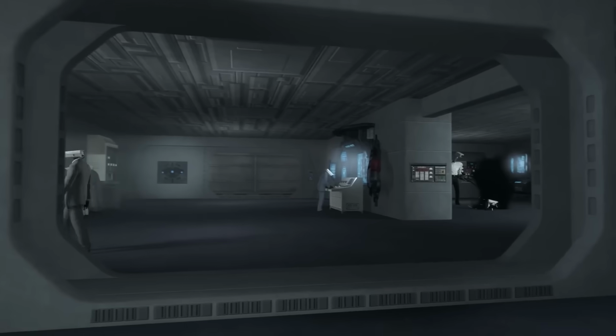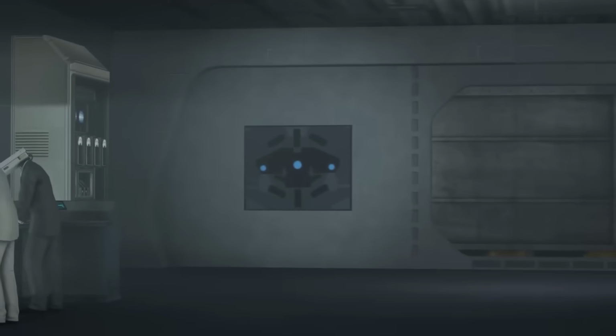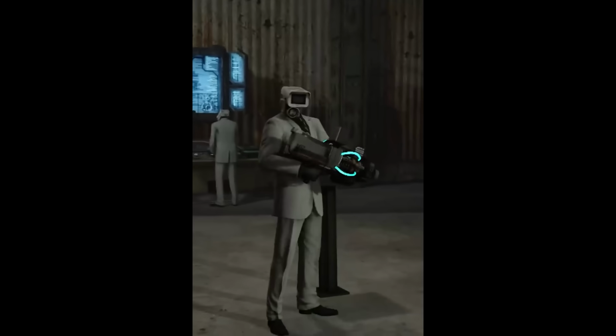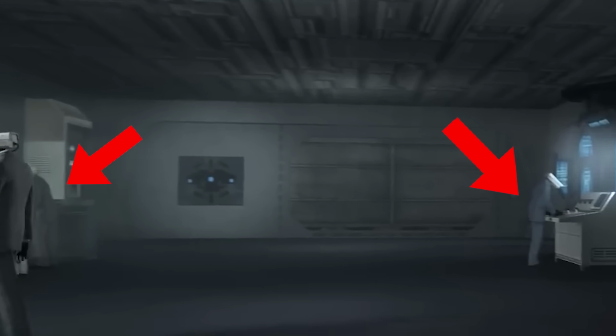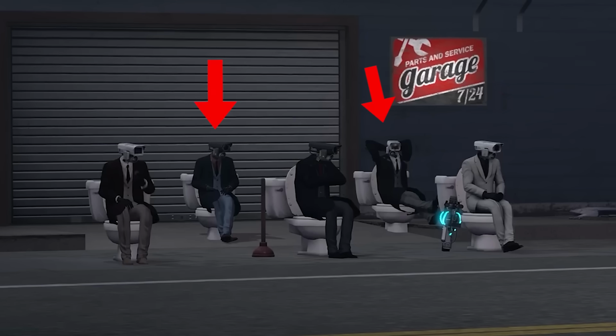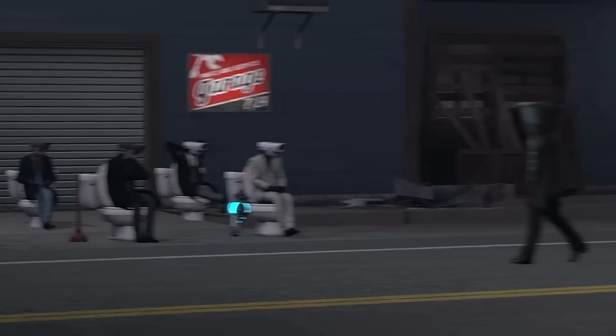Notice the colors of the suits on these cameramen. We know for sure that the white suit belongs to the scientists. And these 2 guys we may have also seen in episode 43. Anyway, it's just clothes. There could be a lot of them.